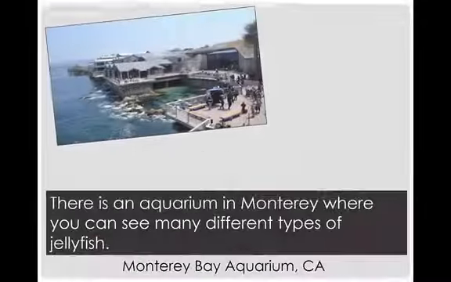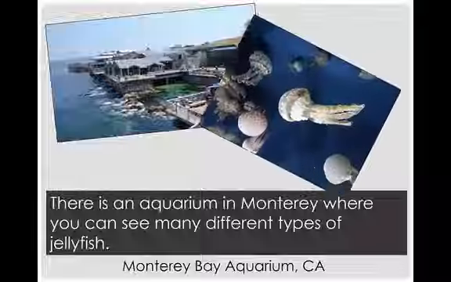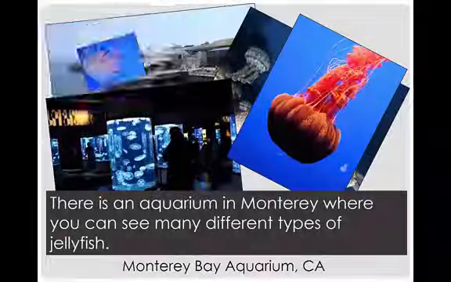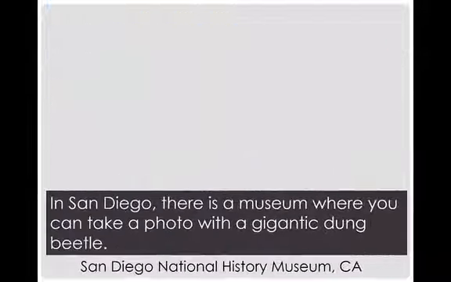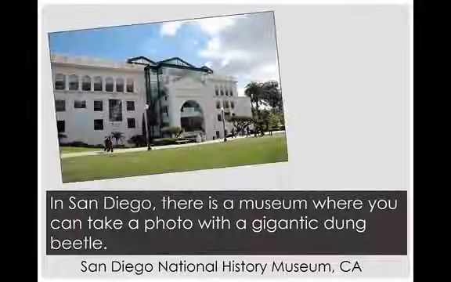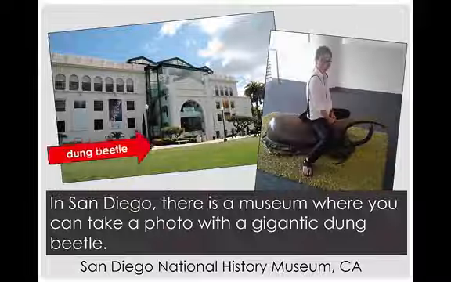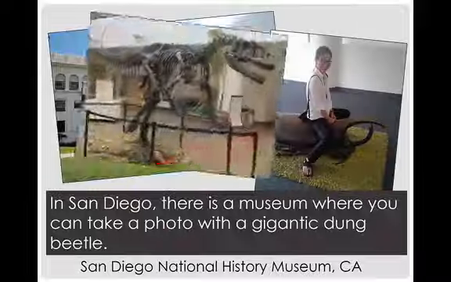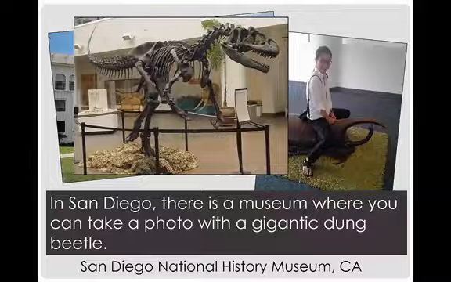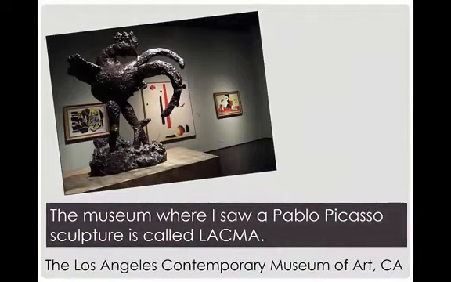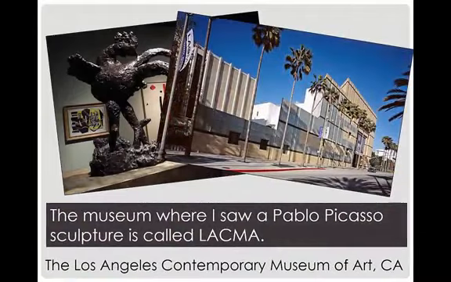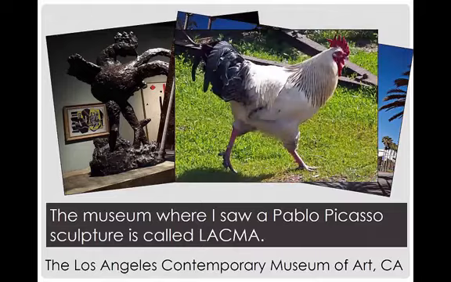There is an aquarium in Monterey where you can see many different types of jellyfish. And in San Diego, there is a museum where you can take a photo with a gigantic dung beetle. They also have lots of cool dinosaurs. The museum where I saw a Pablo Picasso sculpture is called LACMA, the Los Angeles Contemporary Museum of Art. Don't you think the sculpture looks a lot like a rooster?